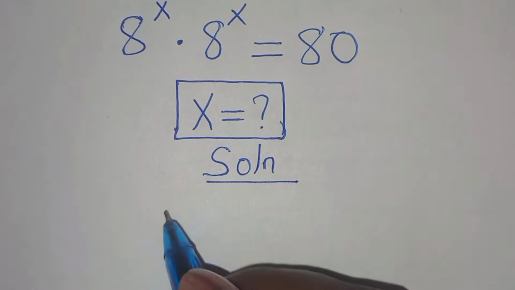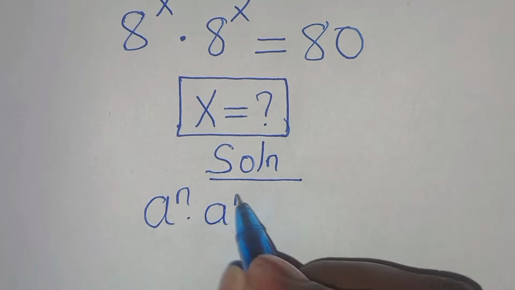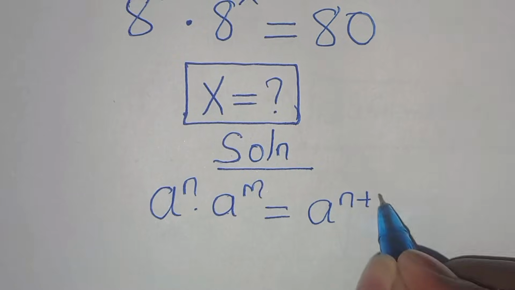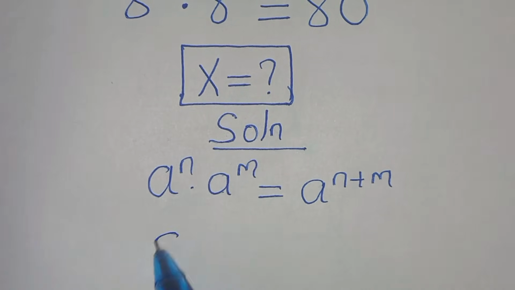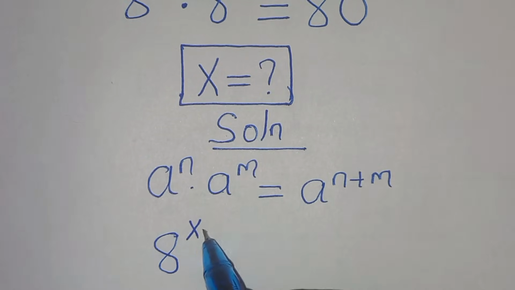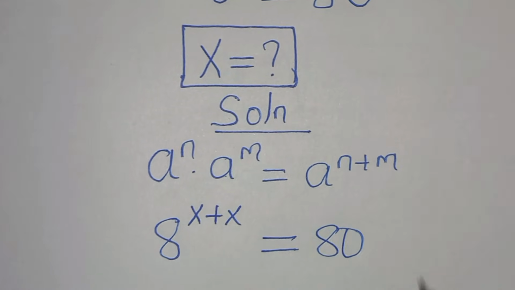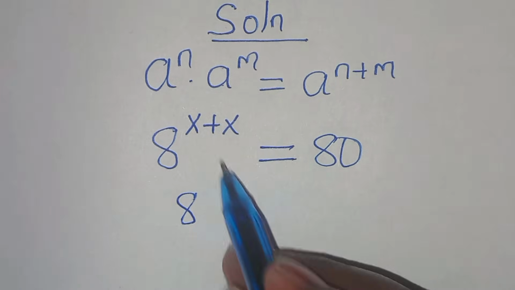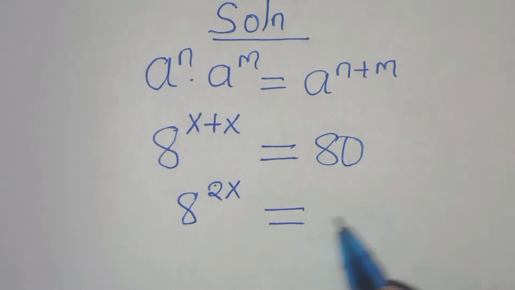This exponential equation is of the form a to the power of n times a to the power of m, which we can express as a to the power of n plus m. Applying this exponent property, then we have 8 to the power of x plus x. This is equal to 80. Now, this implies that we have 8 to the power of x plus x, this is 2x. This is equal to 80.